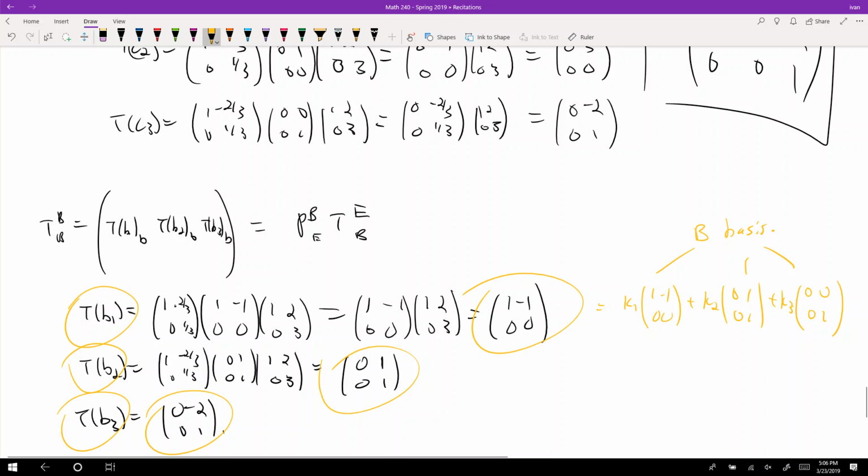So what is a triple K1, K2, K3 that gets me [1, -1; 0, 0]? Just 1, 0, 0, right? Because this [1, -1; 0, 0] is literally the first matrix in the B basis. All right? So in this case, that's 1, 0, 0. Okay? What about [0, 1; 0, 1]? I also want to write it as a combination of these three. Yeah, 0, 1, 0.